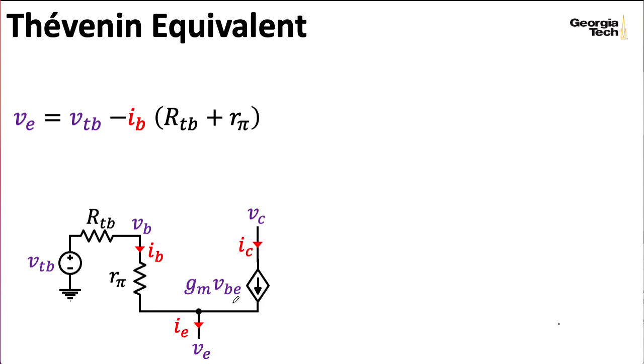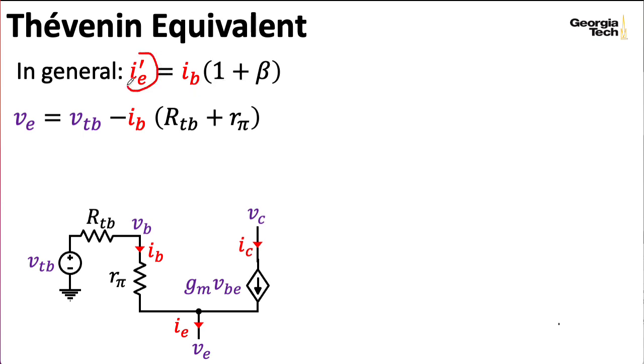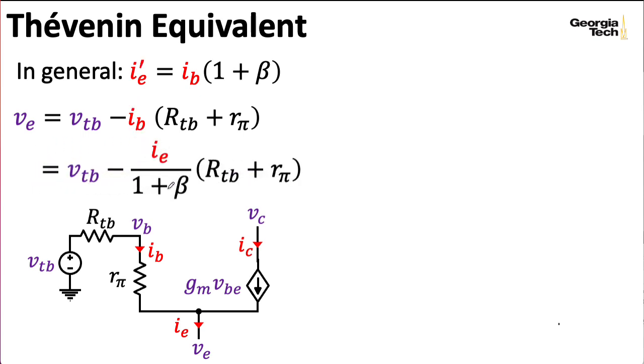So if we recall from one of the previous lectures, we have the relationship that this IE prime equals IB times 1 plus beta. And if you'll recall, the IE prime is something that we developed for the case where R0 isn't assumed to be infinite. In that particular case, we made this distinction between IE and IE prime. But because we're using that R0 approximation here, I can get rid of the prime here, and then I can divide both sides here by 1 plus beta and replace this IB here with IE over 1 plus beta.